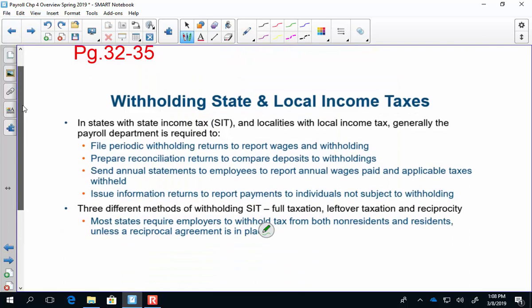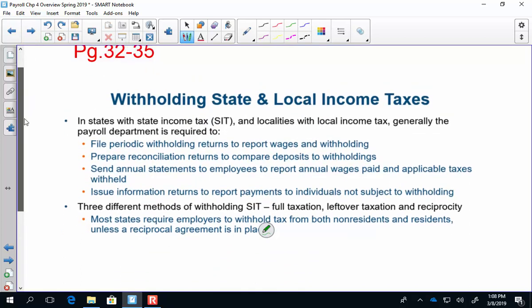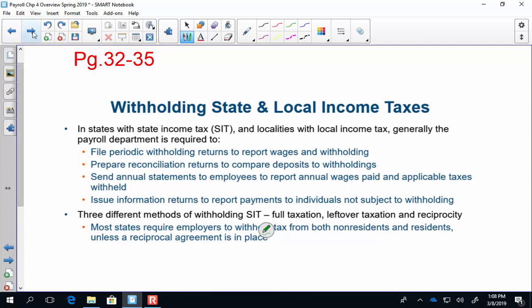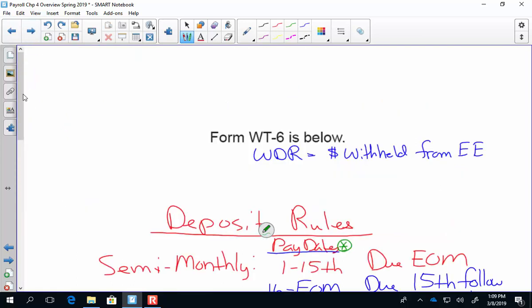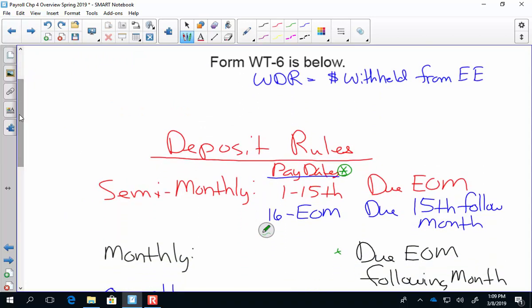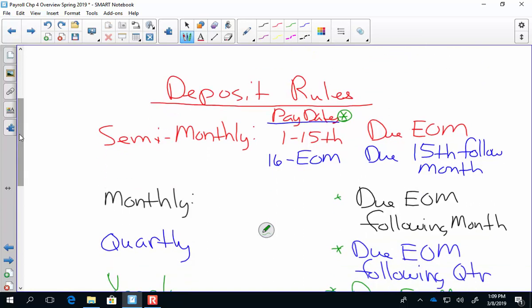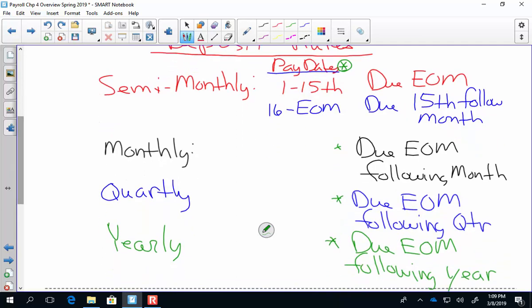I do talk, the book talks a little bit about state withholding on pages 32 and 35. So take a look at that. There's not a lot of questions on state, but I wanted to basically go over a couple things for Wisconsin. The Wisconsin Department of Revenue has a WT6 form, and it's a deposit form of the state income tax withheld from employees. The Wisconsin Department of Revenue has different deposit rules. You have different payment types. There's 4.